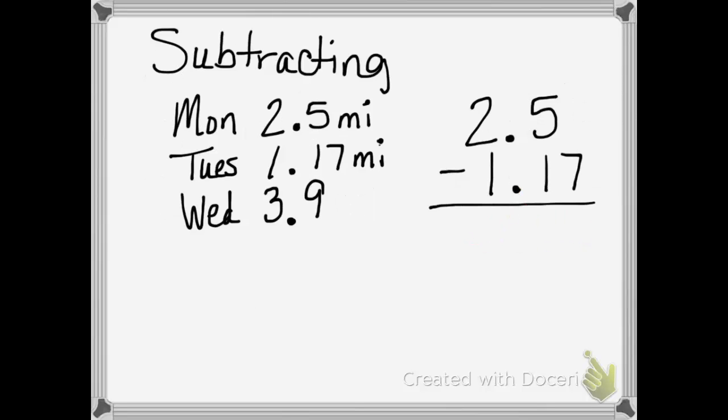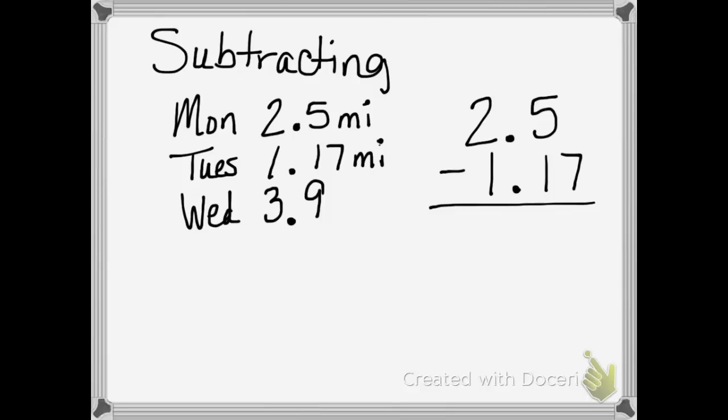As an example of subtracting, again, when I'm subtracting, same thing as before, I need to line up my decimal points. So that stays the same between adding and subtracting decimals. Again, we're lining up the decimal points. So what if I want to know, well, how much further did I run on Monday than I ran on Tuesday? So I'm going to subtract my Tuesday distance from my Monday distance.